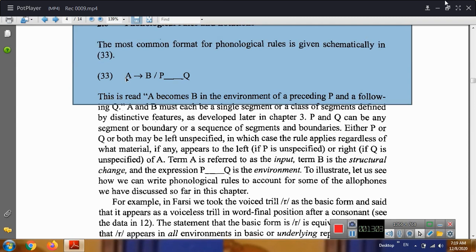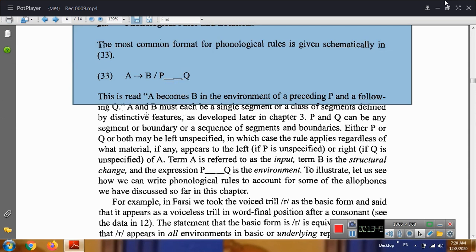This is read A, which stands for all kinds of vowel and consonant, becomes B, and even B can be all kinds of consonant and vowel. After the slash we have the environment, which here we have P, and P stands for all types of consonant and vowel. And about Q, it also stands for the consonants and vowels. And we say that A becomes B in the environment of preceding P and following Q.